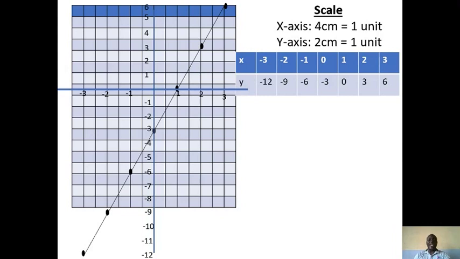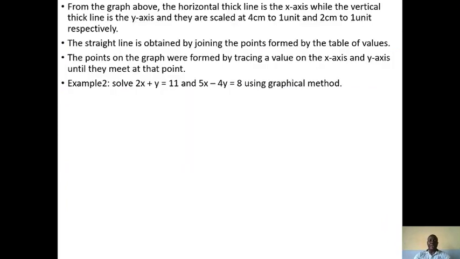The point where the x value and the y value intersect gives you those points, marked with a dot. The point where the x value and the y value intersect is dotted there. So joining the 3 points gives you the linear graph of y equals 3x minus 3.